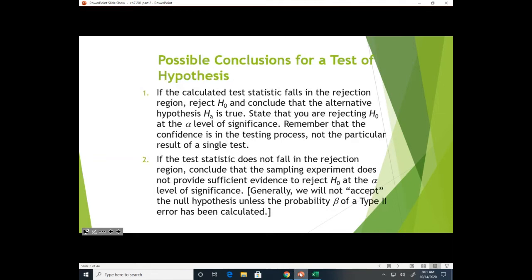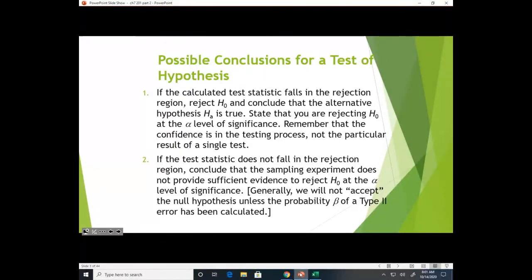There are a couple of possible conclusions for our test, as we talked about on Monday. If the calculated test statistic falls in the rejection region, we can reject the null hypothesis and conclude that the alternative hypothesis is true. Like I said, we always reject the null; we never accept the alternative. So state that you are rejecting the null at the alpha level of significance. Remember that this confidence is in the testing process, not the particular result of a single test.